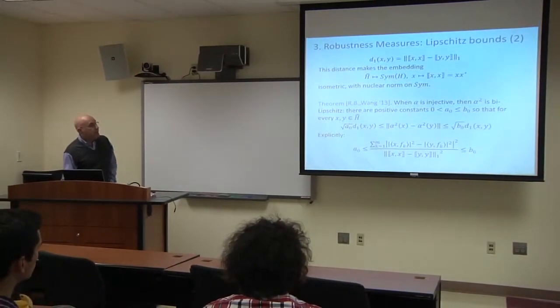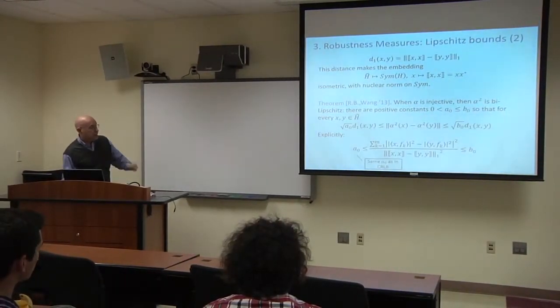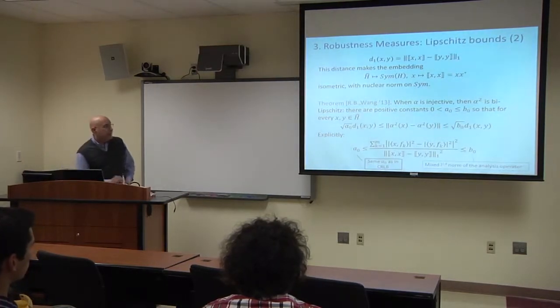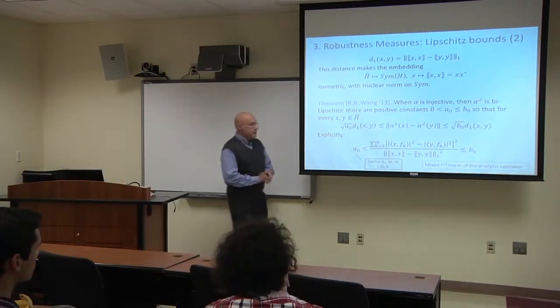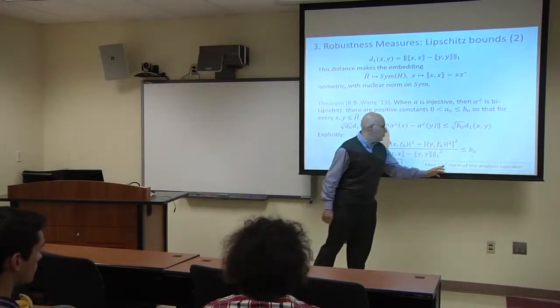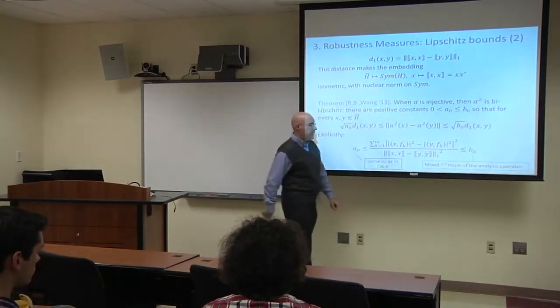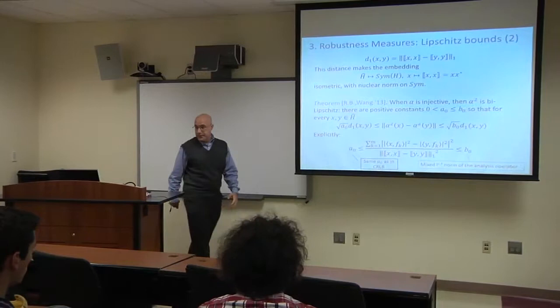The upper bound, the B naught, is actually, so A naught is, and that also shows up in the Cramer-Rao lower bound, by the way. The upper bound turns out to be actually something that is computable. It's the so-called mixed L2, L4 norm of the analysis operator for the frame.